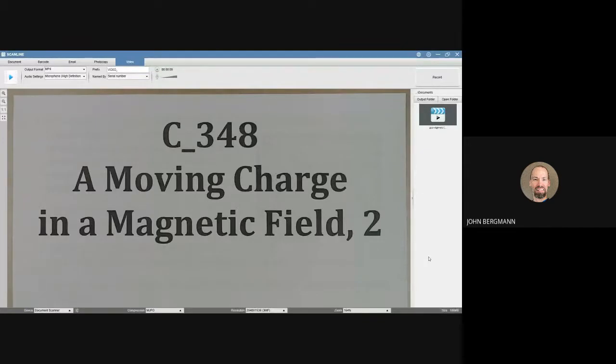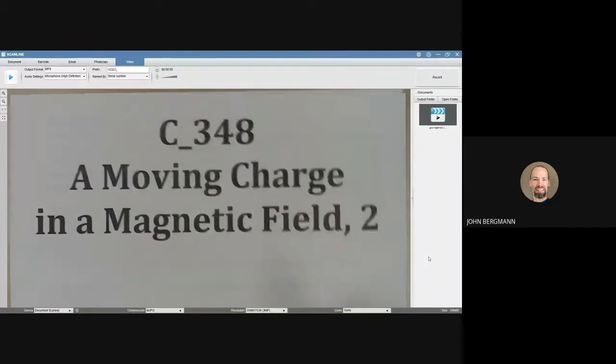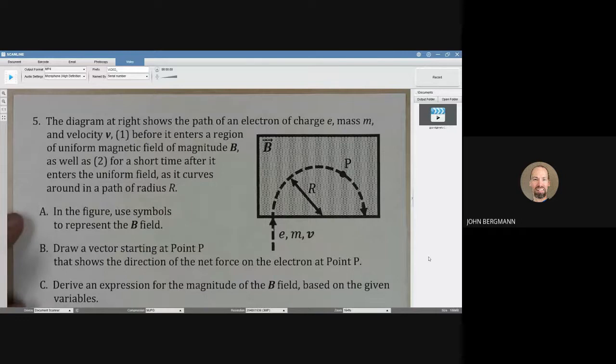A moving charge in a magnetic field, part 2. The diagram at right shows the path of an electron of charge e, mass m, and velocity v, 1) before it enters a region of uniform magnetic field of magnitude B, as well as 2) for a short time after it enters the uniform field as it curves around in a path of radius r.